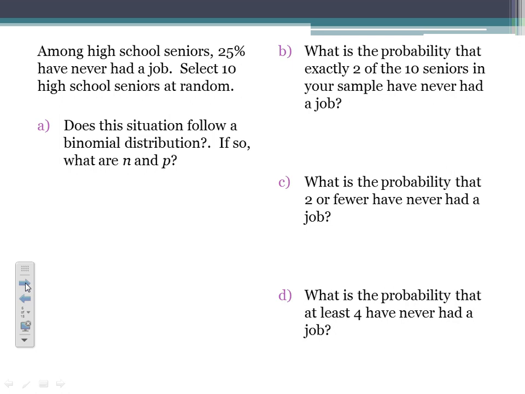All right, so this situation would follow binomial distribution, so we need to identify what N and P are for this problem. Remember, N is representing your number of trials, so N will be 10 in this problem. And our P value is representing the probability of success. So what's the probability that somebody has never had a job? In this problem, we are considering never having a job a success, which some of you might consider very successful. At some point, you're probably going to need a job. So when we use the word success, it's just in the context of the problem. Keep that in mind. So our probability of success is 25%, so 0.25 as a decimal.